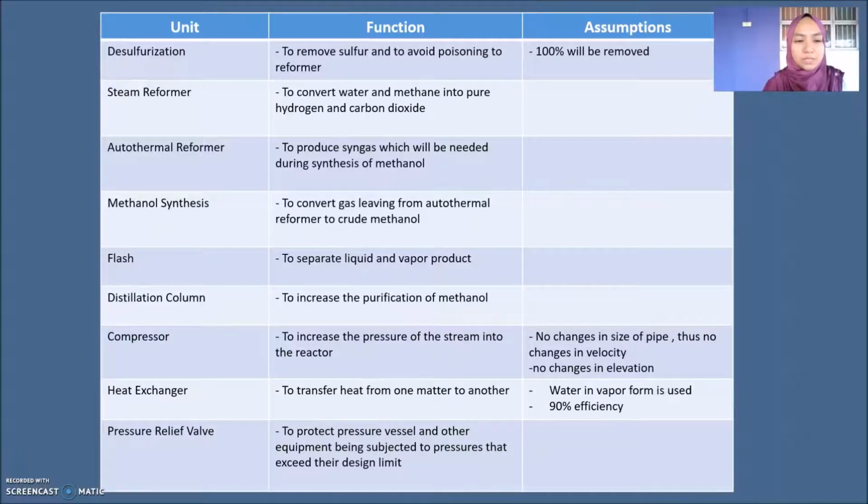The small units that we use are compressor, heat exchanger, and pressure relief valve. Compressor is to increase the pressure of the stream into the reactor, with the assumption of no change in size of pipe, no change in velocity, and also no changes in elevation. For heat exchanger, heat transfers from one medium to another. The assumption is water in vapor form is used and the efficiency is 90%. And the last is pressure relief valve. Pressure relief valve is to protect pressure vessel and other equipment from being subjected to pressure that exceeds their design limit.